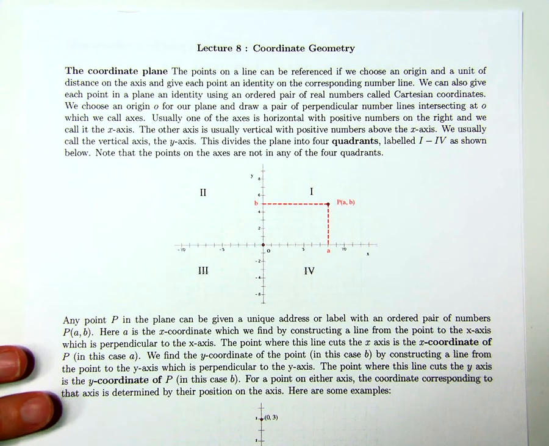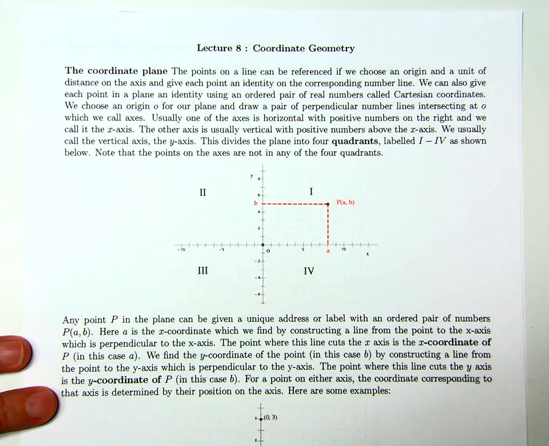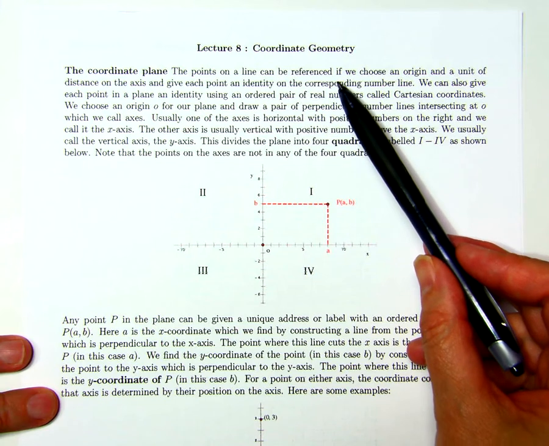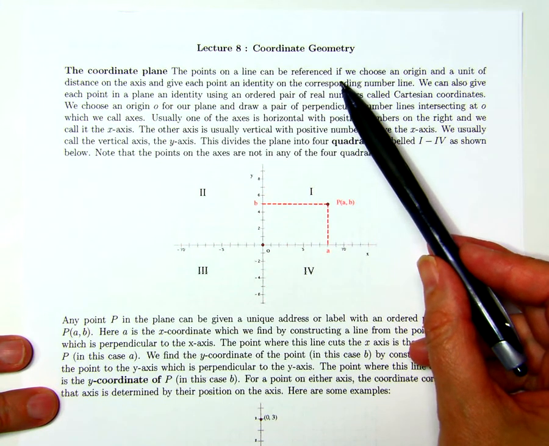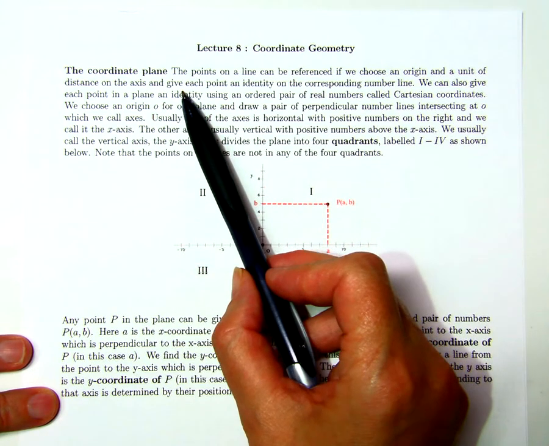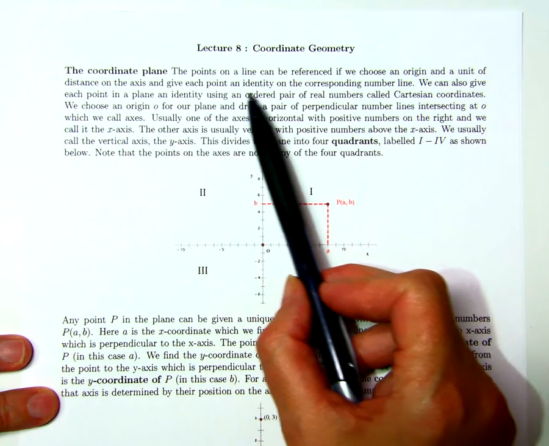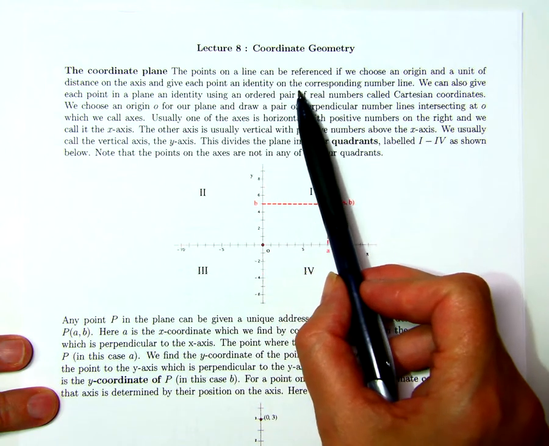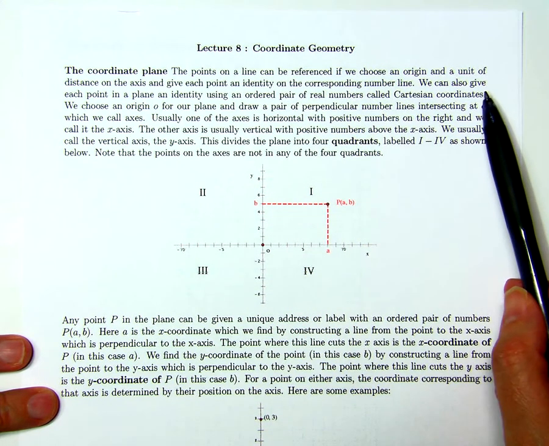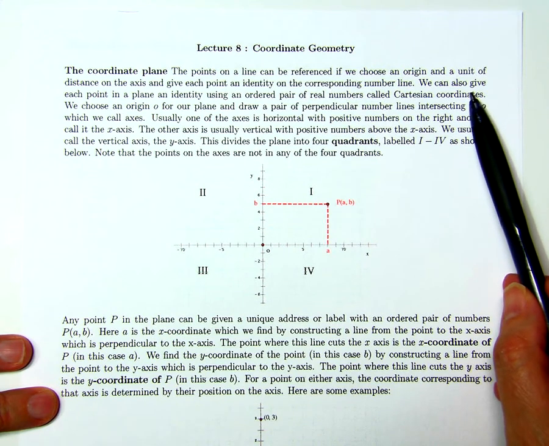In lecture 8 we're going to start graphing in 2 dimensions, and to do that we're going to look at the coordinate plane. And remember, when we created the number line, we used it to reference any point on a line. So we chose an origin and a unit of distance on the axis, and that gave each point an identity corresponding to a unique number on this number line. We can do the same thing for points in a plane.